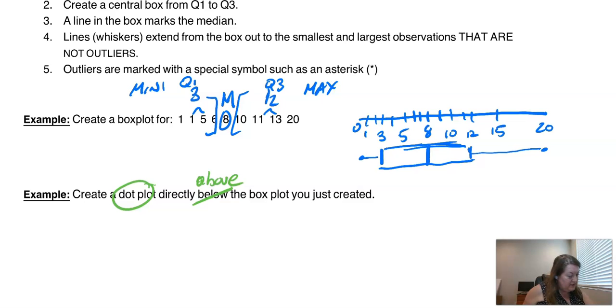Okay, so we know that there were 2 number 1s, so 2 dots, right? We know that there's a 5, 6, and an 8. We know that there's a 10, 11, and 13.